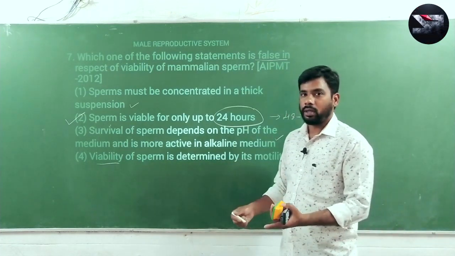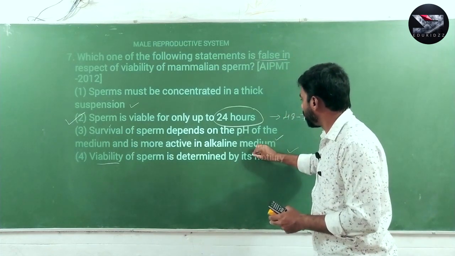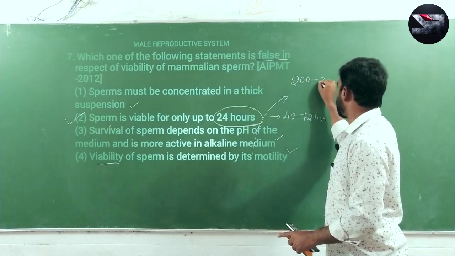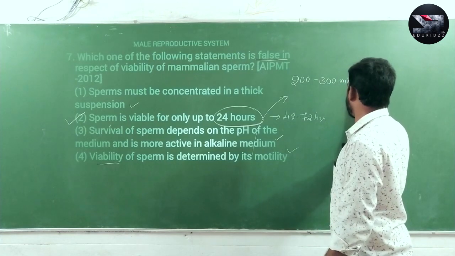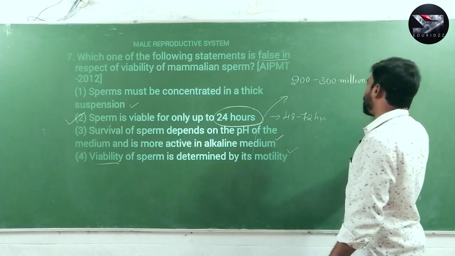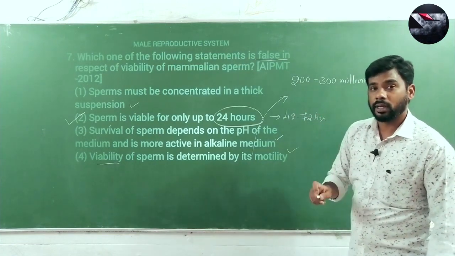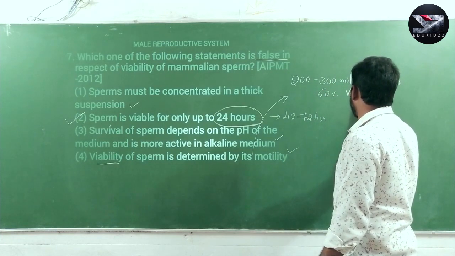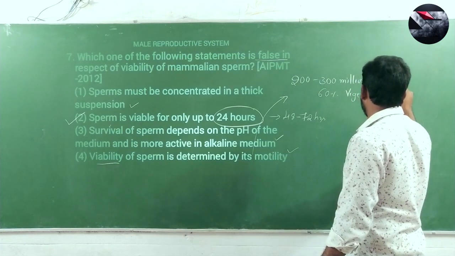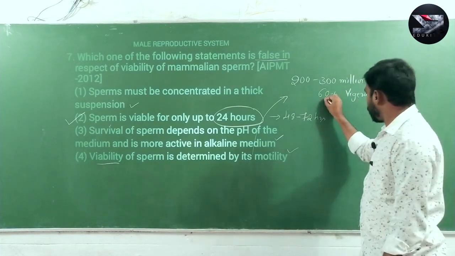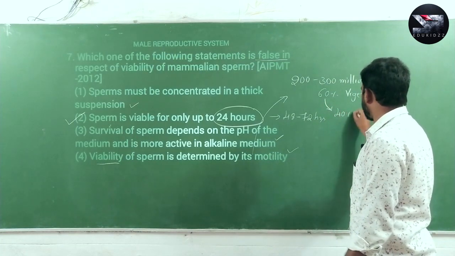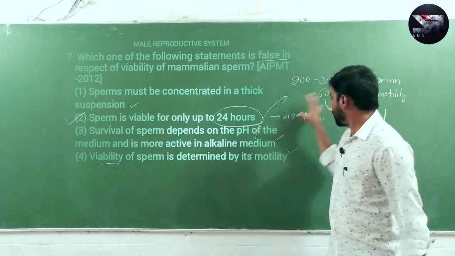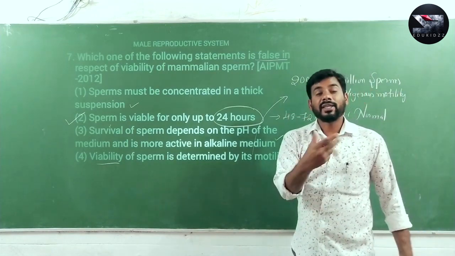For example, I told you in the previous classes itself, in humans, in a single ejaculation there must be 200 to 300 million sperms. Among these 200 to 300 million sperms, 60% of the sperms should show vigorous motility, and among these 60%, 40% should be normal, meaning having normal structure and normal functions. So this is the criteria that decides the fertility of the male individual.